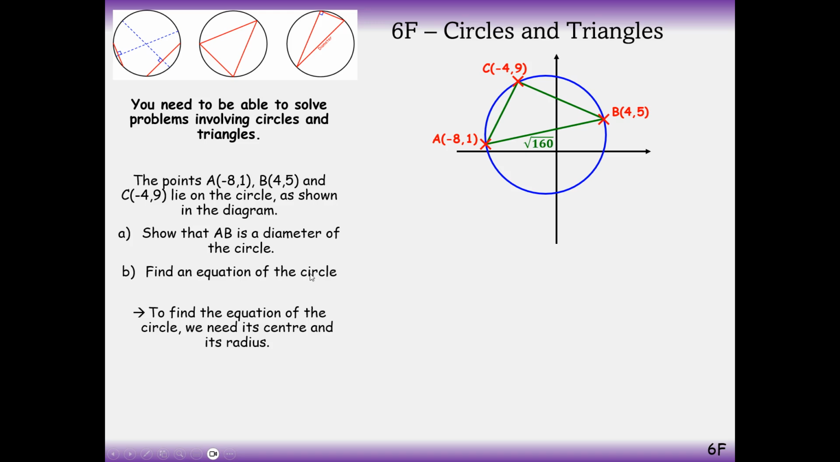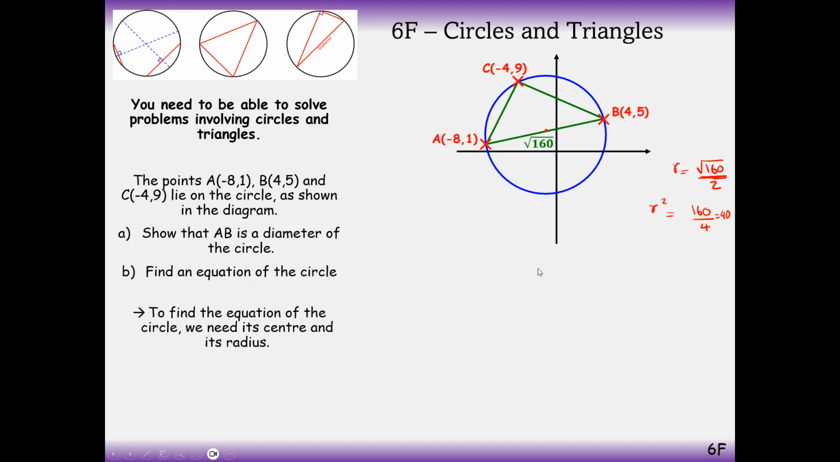Okay. And then in the next part, part B, say we are looking to find the equation of the circle. So what's the equation of the circle? If A to B is the diameter, the midpoint is the center of the circle, and then the radius is the square root of 160 over 2. So r squared therefore is 160 over 4. Sorry, when you square both sides, you get 40.